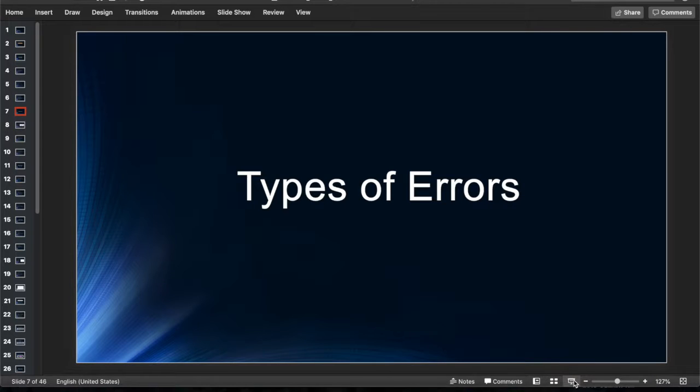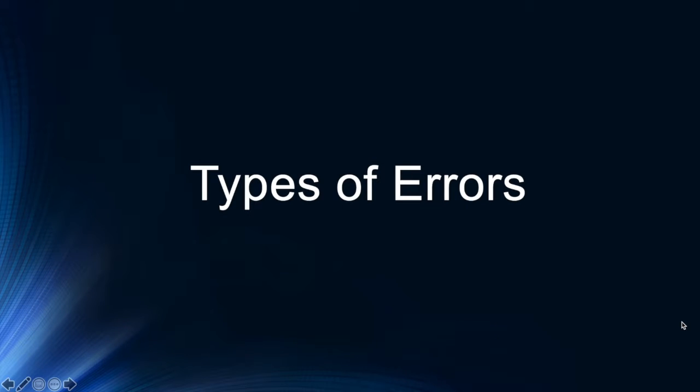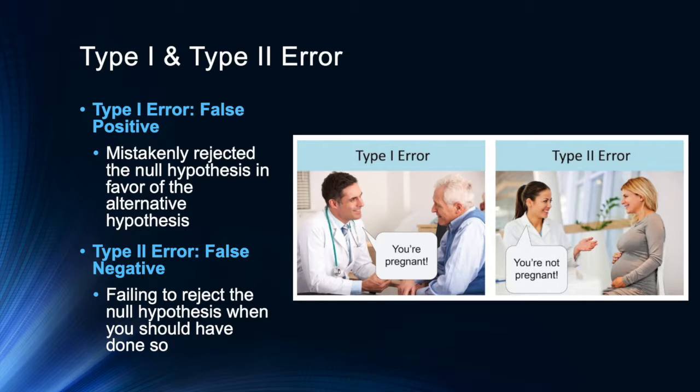There are two types of errors you can make with these analyses. Type 1 error is a false positive. So you mistakenly reject the null hypothesis in favor of the alternative hypothesis.